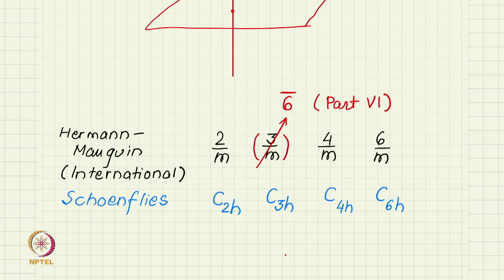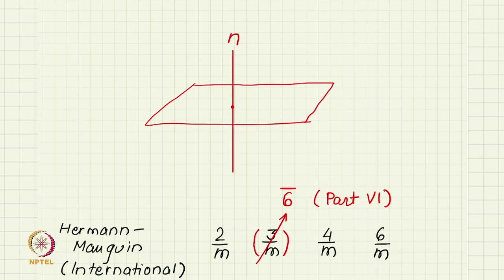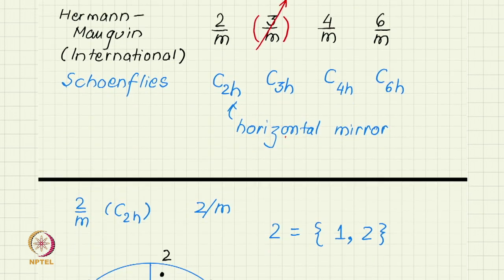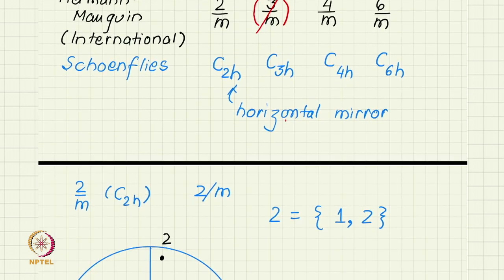So, what is considered as a 6 bar point group or a 6 bar axis is considered as a threefold axis with a horizontal mirror plane. So, this h of Schoenflies now represents horizontal mirror. A perpendicular mirror plane, since the axis is considered to be vertical, becomes horizontal in Schoenflies way of looking at it. So, let us generate these groups.